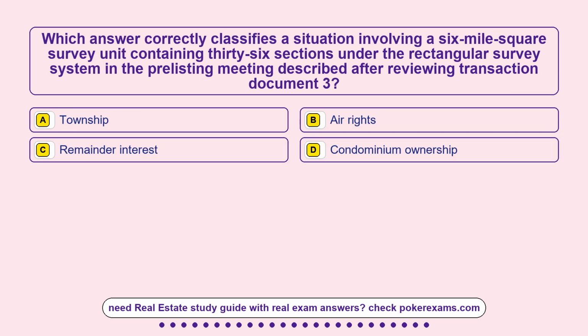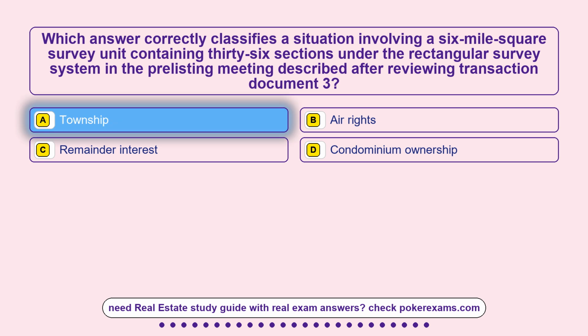Question 3. Which answer correctly classifies a situation involving a 6-mile-square survey unit containing 36 sections under the rectangular survey system in the pre-listing meeting described after reviewing transaction document 3? Option A, township. Option B, heir rights. Option C, remainder interest. Option D, condominium ownership.